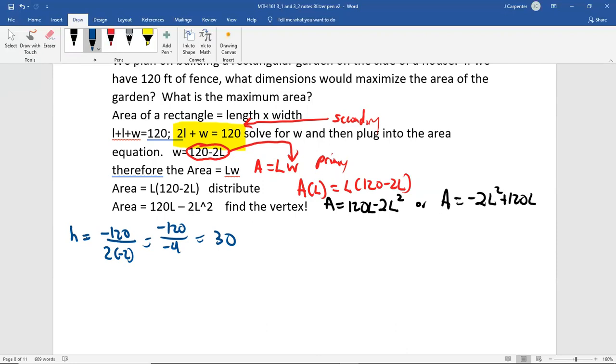Now this H relates to whatever variable we were seeing in the area problem. So this H relates to the L, so it's the length. So the length is equal to 30 feet. Units are critical. 30 inches, 30 miles, no, 30 feet.